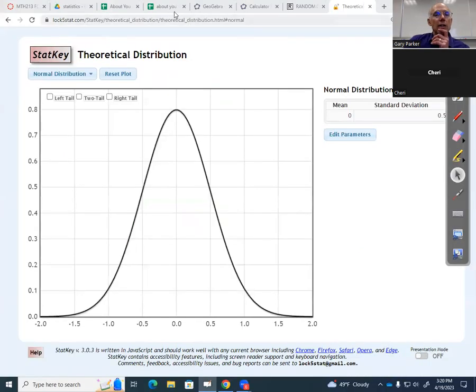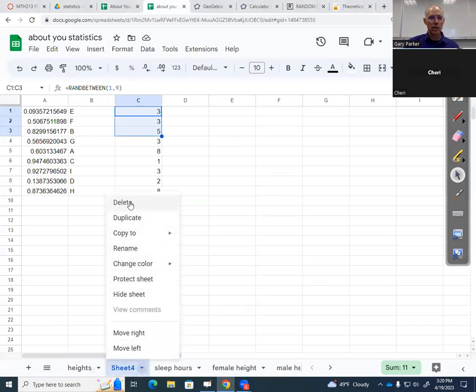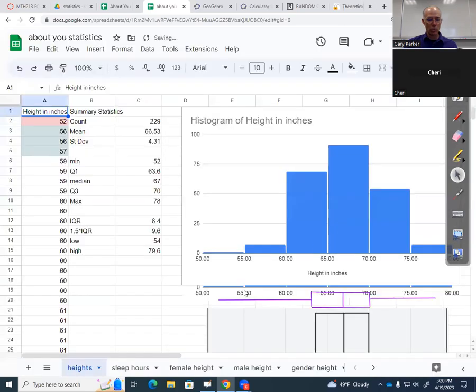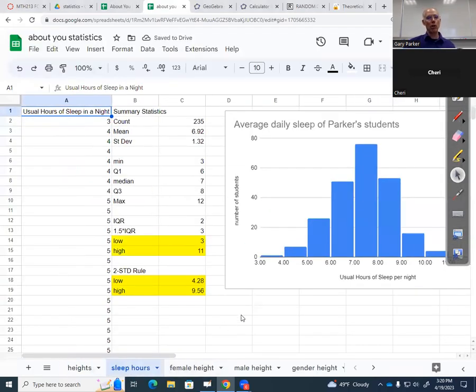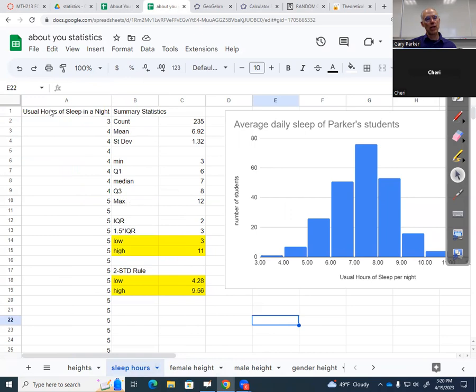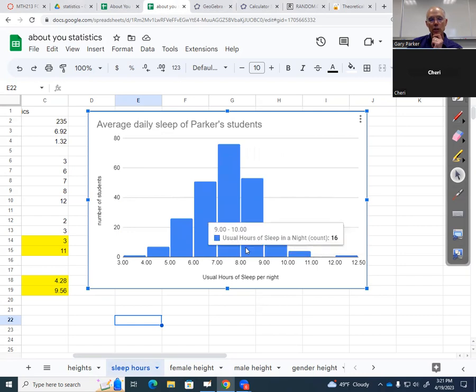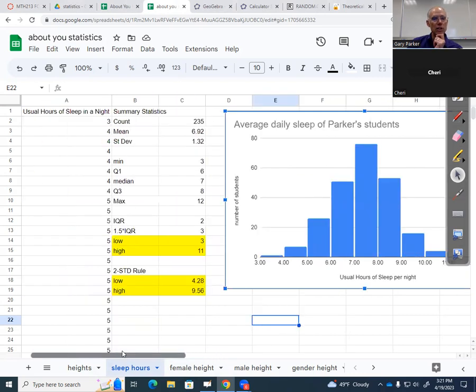So we did that About You survey where I asked a whole bunch of different questions, one of which was the hours of sleep per night. So I just want to play around with this right here. Again, I have the usual hours of sleep per night. I sorted it. This is what the histogram looks like. And looking at the histogram, I have one person that's out here in the fringe, but it looks like a relatively symmetric bell shape.